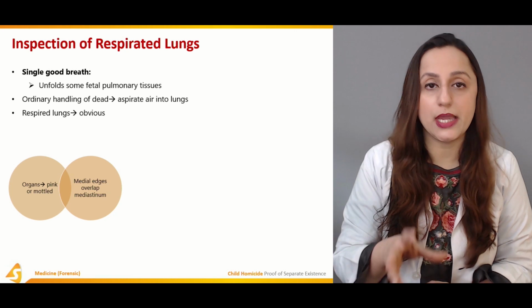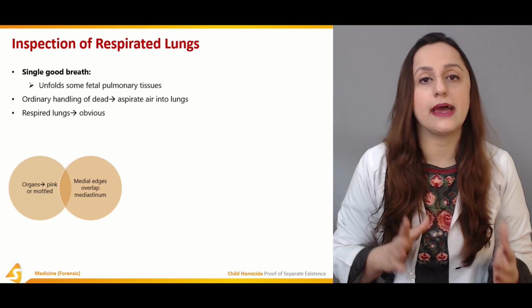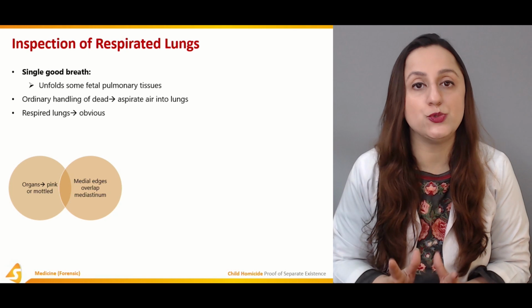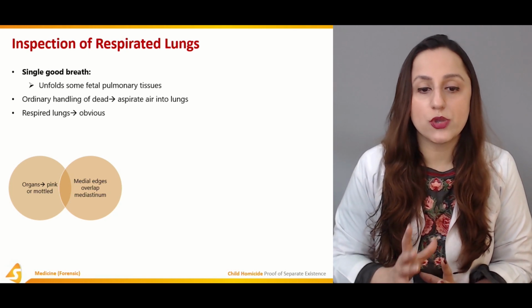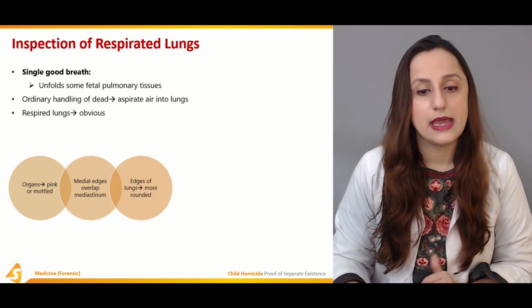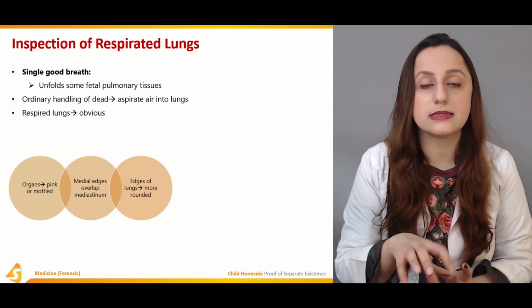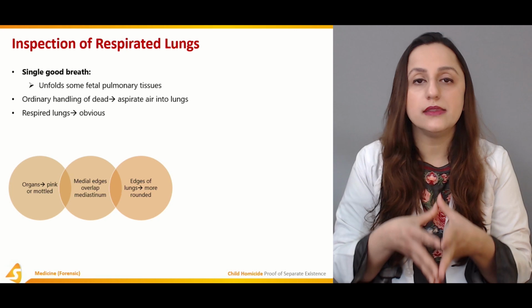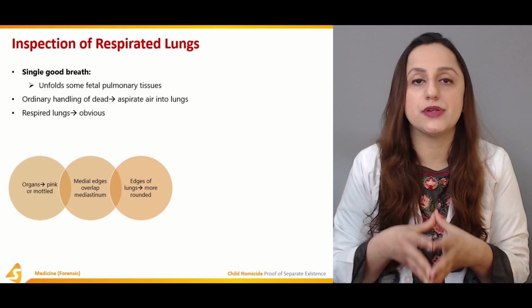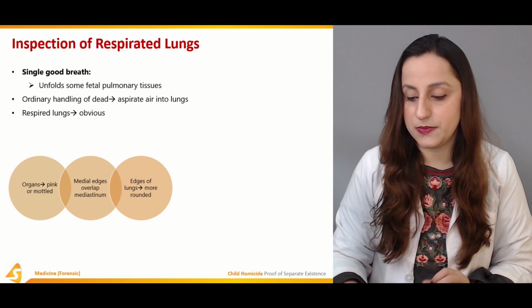The organs are pink or mottled. So this is the appearance. And how are we going to differentiate from the stillbirths, in which some of the expansion is done, and the unrespired lungs in which the intrauterine death took place? The medial edges basically overlap the mediastinum in such a case, and the edges of the lungs are more rounded in nature. So even the hila and the general texture of the lungs are all going to be noted down by the pathologist or the autopsy worker, whosoever is carrying out the medico-legal autopsy.